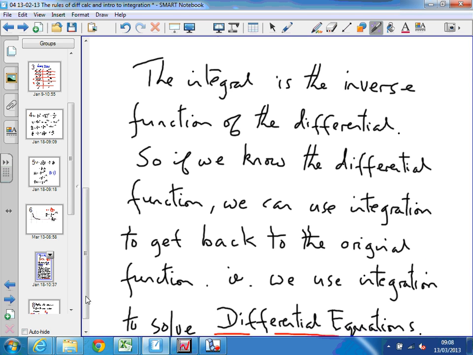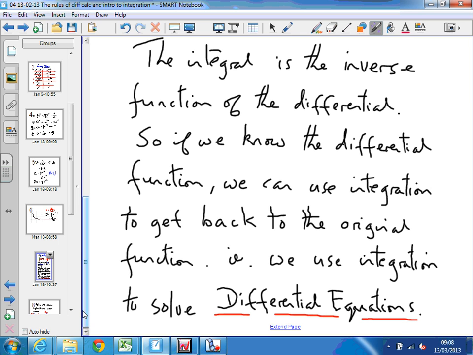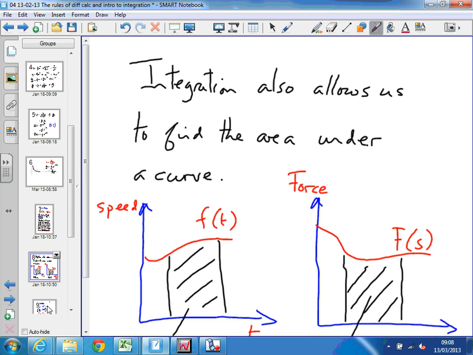So that's an introduction to the idea of this integration and what it's used to do. As well as allowing us to get back to the original function or find a function that describes a situation, solve a differential equation in other words, it also allows us to find the area under a curve.